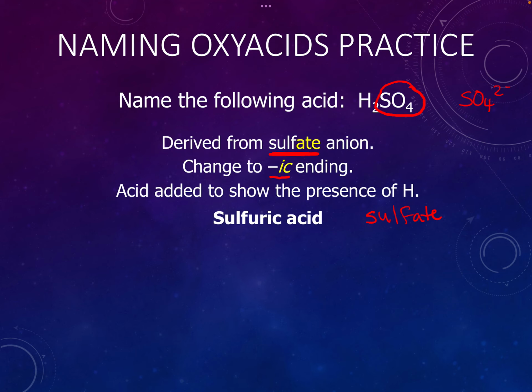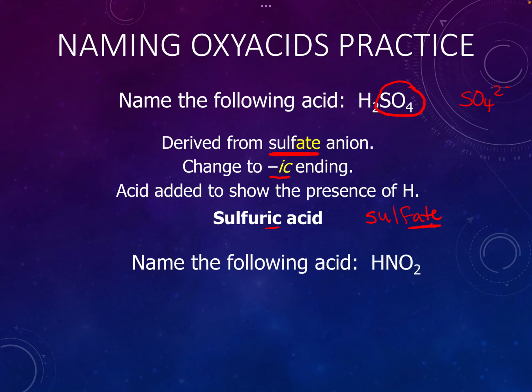So we're going to change the name of the polyatomic ion. We're going to take off the ATE and change it to end in ic. So sulfate becomes sulfuric, and then we're going to use the word acid to say there's a hydrogen in the front. Let's try this one.